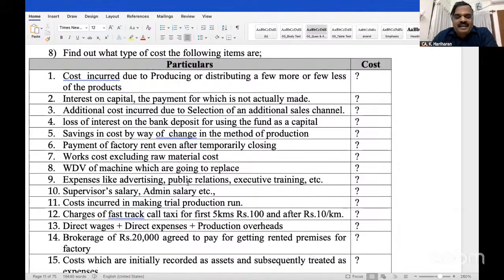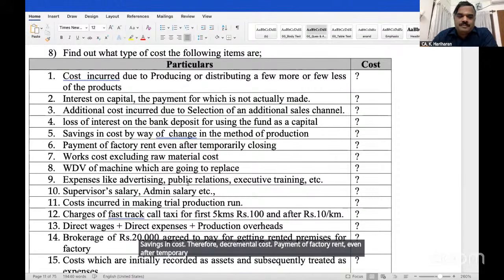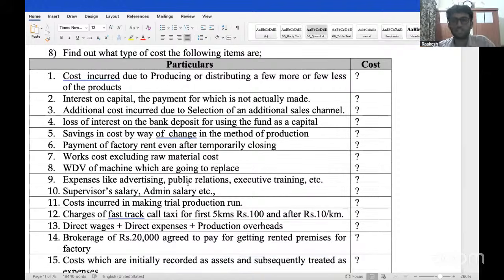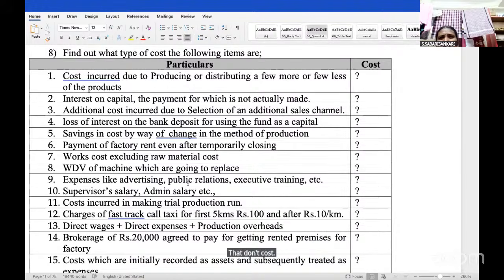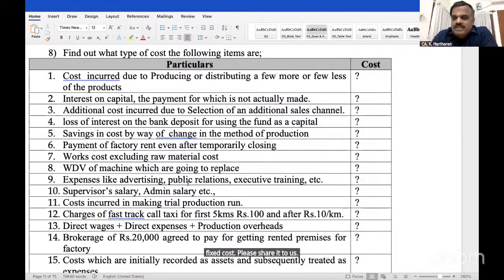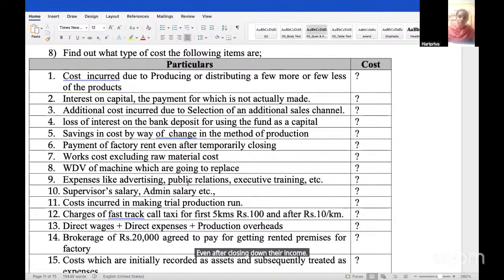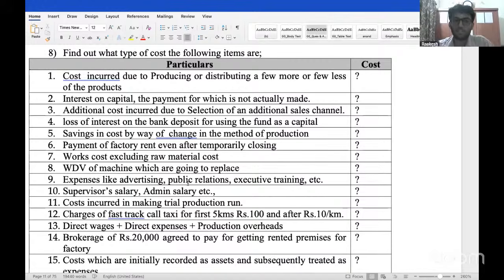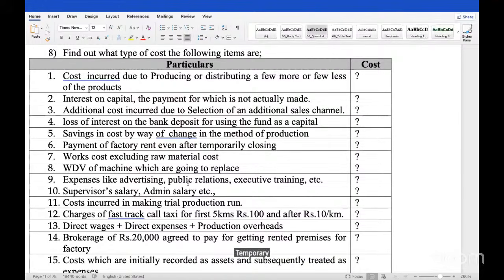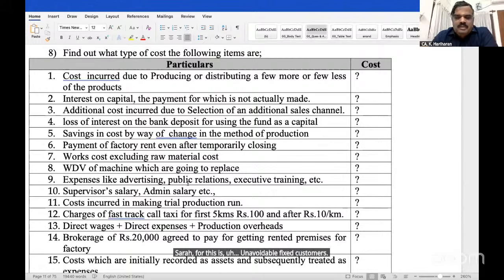Payment of factory rent even after temporary closing. Fixed cost. Shutdown cost. Even after closing down, they are incurred. Sir, once more, sir. Shutdown cost. Sir, this is temporary closing. Unavoidable fixed cost னு சொல்லலாமா sir? Yes, Kanna. In shutdown cost we are computing shutdown cost based on unavoidable fixed cost.